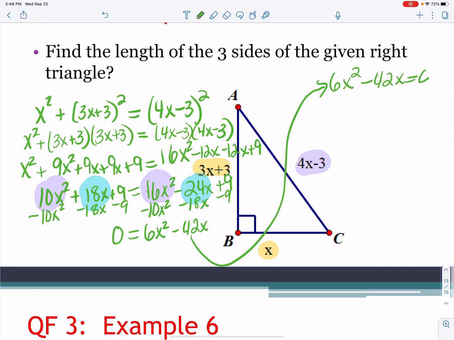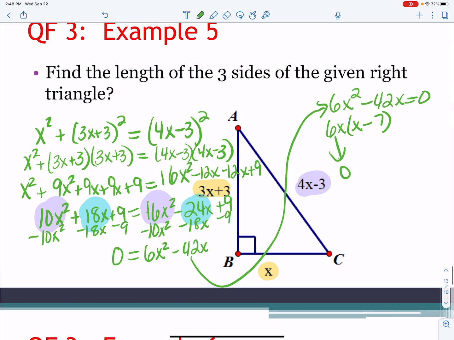It doesn't have a constant, so you don't need to make a table. You just have to see what you can take out. So one of my answers is 0, but let's see if that's an actual solution. Think back to your geometry class. Can you have a side length of 0? Nope, so that's not going to work. My other answer is 7, so you're going to take it and plug it in there.